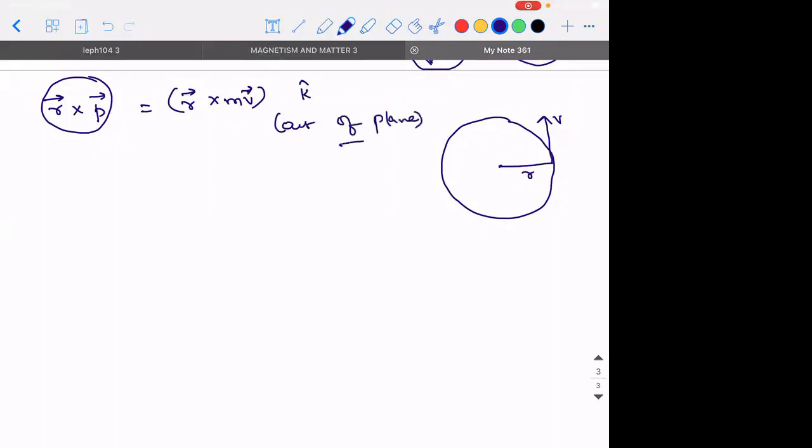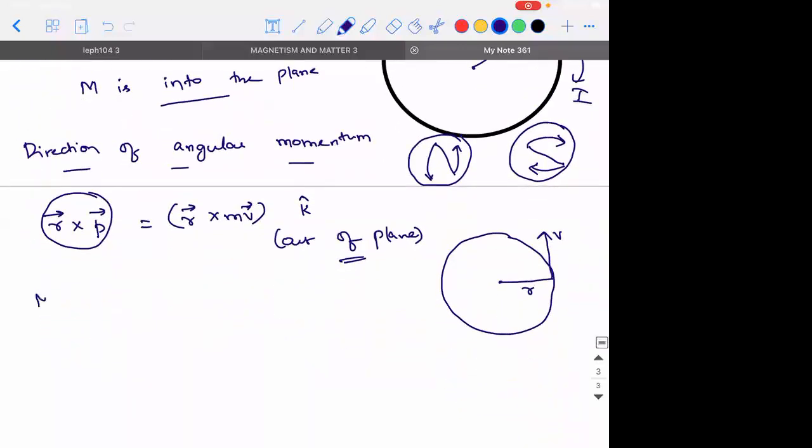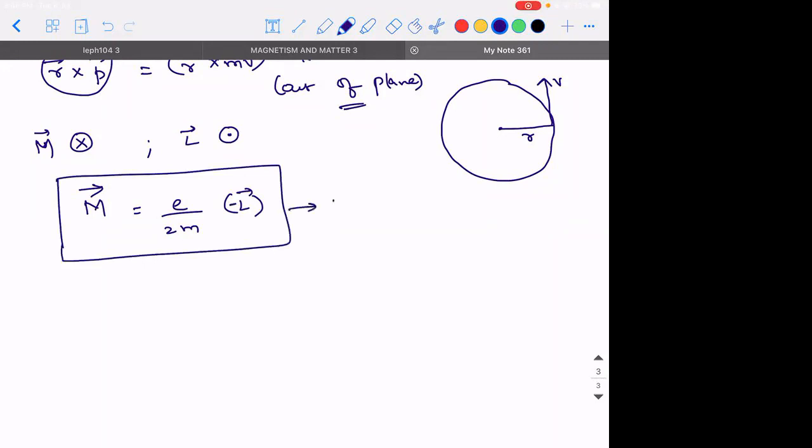So what I'm trying to say here is m vector is into the plane and L vector is out of the plane. And we know that m is equal to e divided by 2m into L, no? So m vector and L vector are always in opposite directions. An important point to be noted here is the magnetic dipole moment and the angular momentum are in opposite directions.